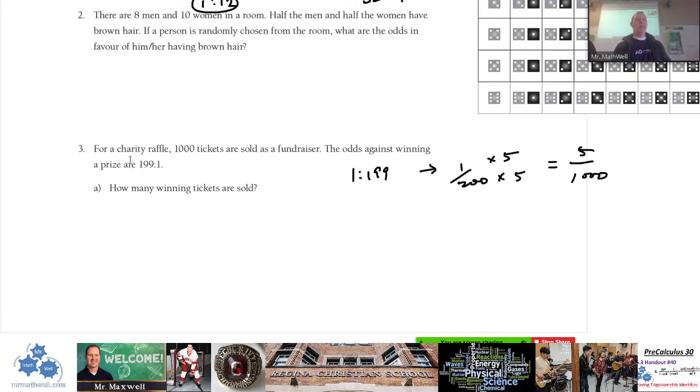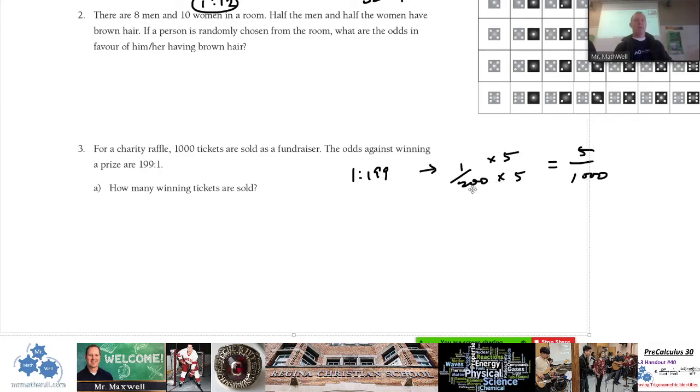Well, this is what we're given, really, right? The odds against winning are 199 to 1. That means the odds for winning are 1 to 199. So that's what I wrote down first. Let's get odds for, which means that there's a total of 200 tickets, because there's 1 winning one and 199 that are not winning. So how many winning tickets are there? The probability is 1 over 200. 1 out of 200.